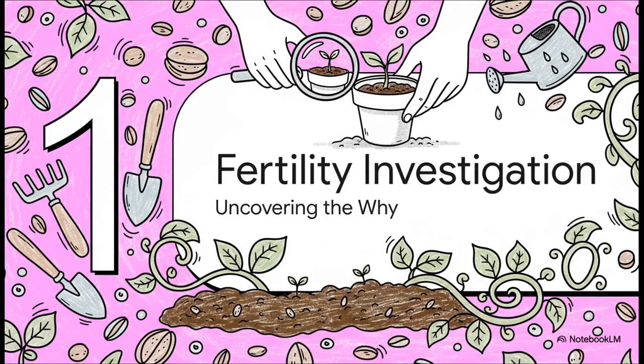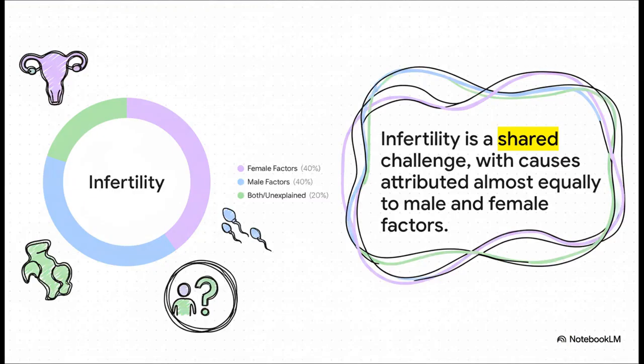So first up, the fertility investigation. This is all about uncovering the why. It's where the clinicians really become master gardeners, right? They're trying to figure out exactly why a seed isn't sprouting. And right out of the gate, this is so important to understand. Infertility is absolutely a shared issue. Look at these numbers. 40% of the time, it's related to female factors. Another 40%, male factors. And that last 20% is either a combination of both or it's just unexplained. So it's really not a one-sided problem at all.